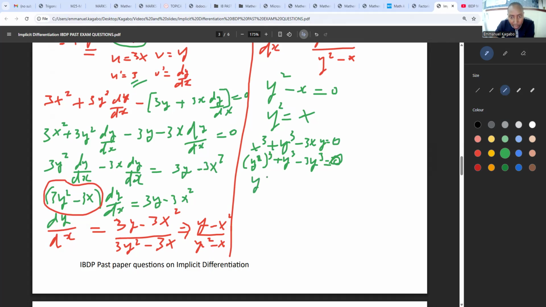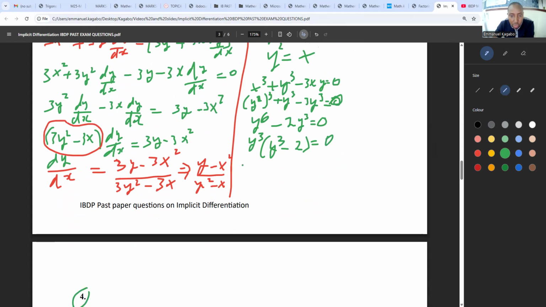Now, this gives me y power 6 minus 2y power 3 equal to 0, right? Because this is y power 3 minus 3y power 3. So when you reach here, y power 3 is common, so I'll factorize that. When I factorize, I'll have y power 3 times y power 3 minus 2 equal to 0. When you're multiplying two numbers and they're equal to 0, each of them is equal to 0. So y power 3 equal to 0. Let me first continue with that. That means y is equal to 0.